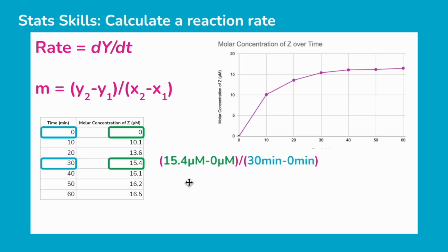Now we're going to look at our dt, or our values for x. Remember, we take the second value first, which is 30 minutes, subtract our first value, which is 0, so 30 minus 0. So now we have 15.4 micromolar minus 0 micromolar divided by 30 minutes minus 0 minutes. Now in this problem, I didn't ask you to round to a particular place, so we're going to go ahead and do it to the nearest hundredth. But when we perform this equation, we would get a rate of 0.51 micromolar per minute. Do not forget the units when you're calculating rate.